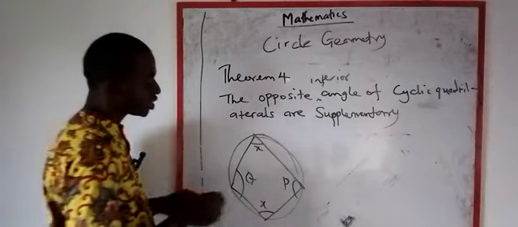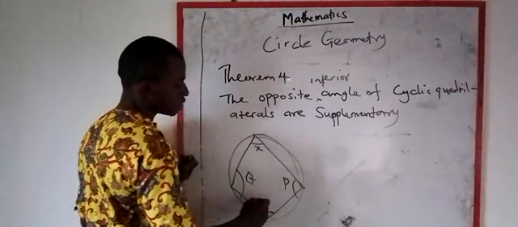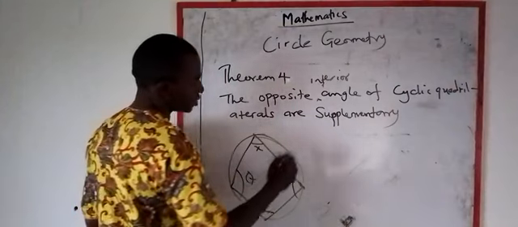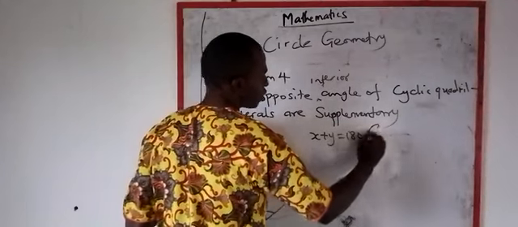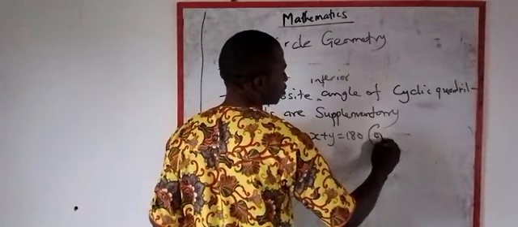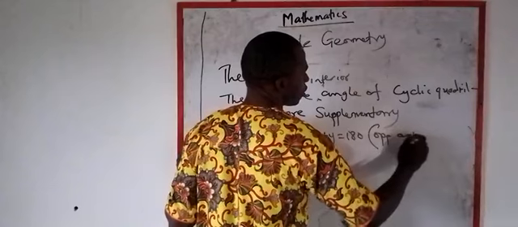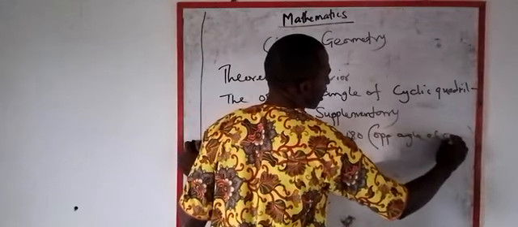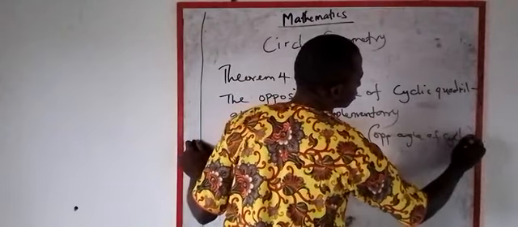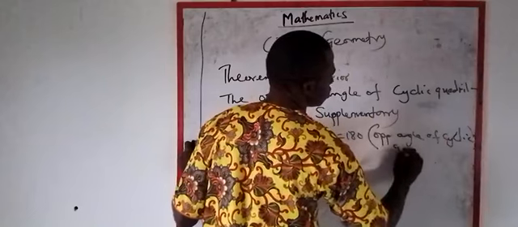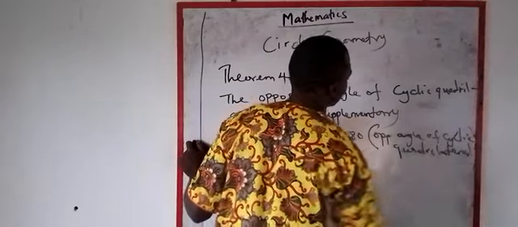So from what we are seeing there, it is very obvious. I made a mistake here, that is what I wanted to write. Now we have x plus y equal to what? 180. Your reason should be there: opposite angles of a cyclic quadrilateral. So you must put your reasons for taking your decision.